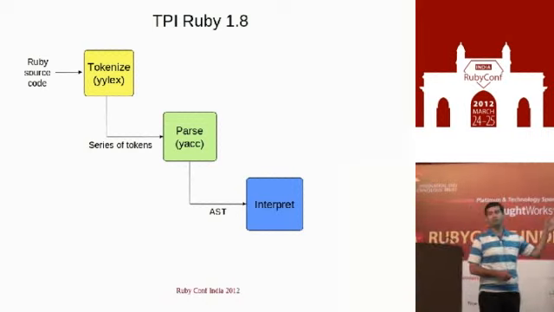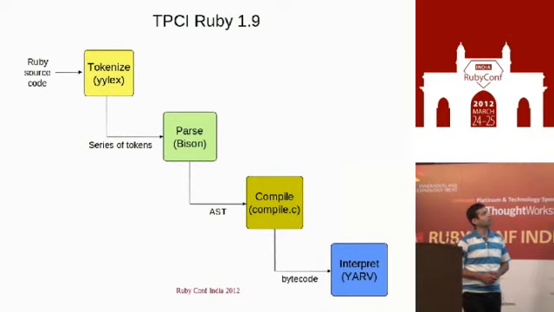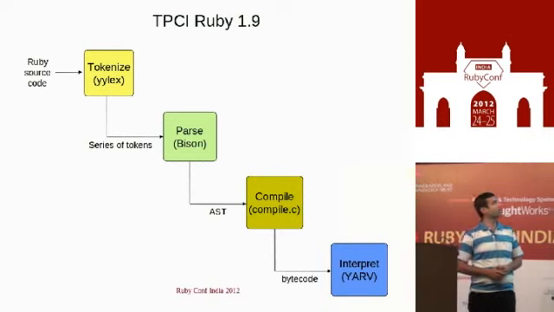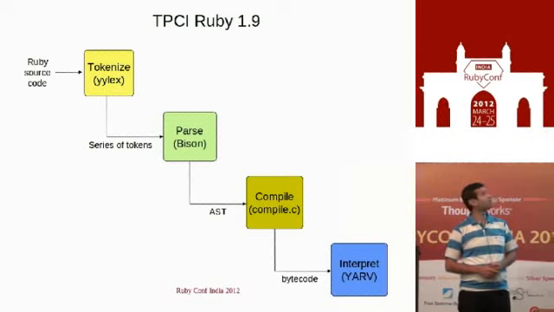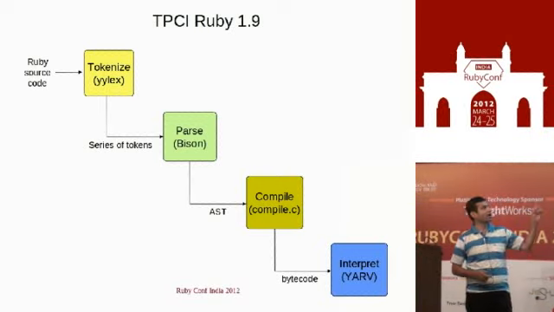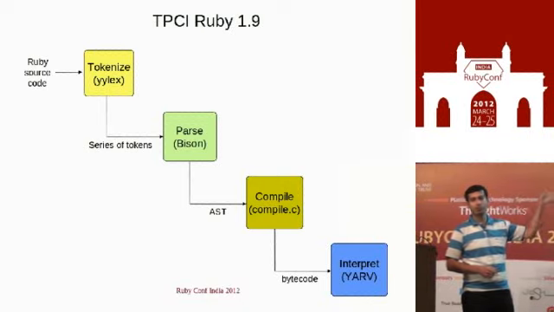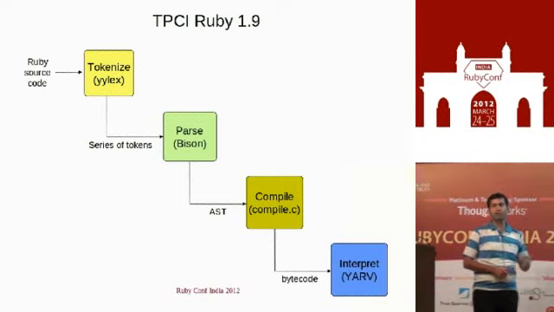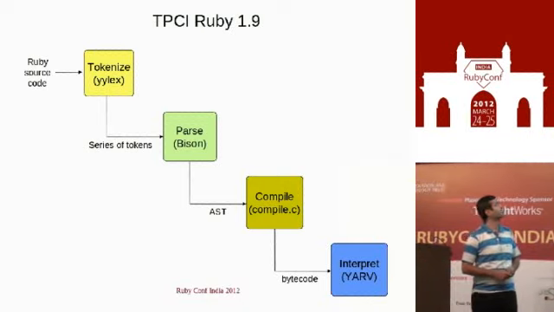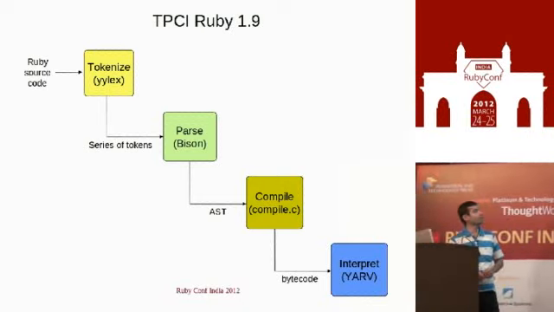Now this was the picture of 1.8, but with 1.9 things are much improved. We have this additional stage called the compiler. What it does is compile the AST to bytecode, and then an interpreter executes the bytecode. We also have one difference, Bison. Bison is also written on top of YACC, but with some additional functionalities. So this is about 1.9.